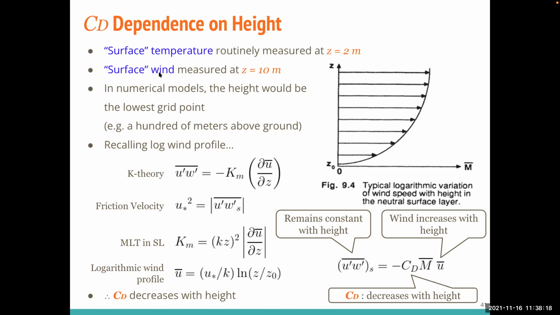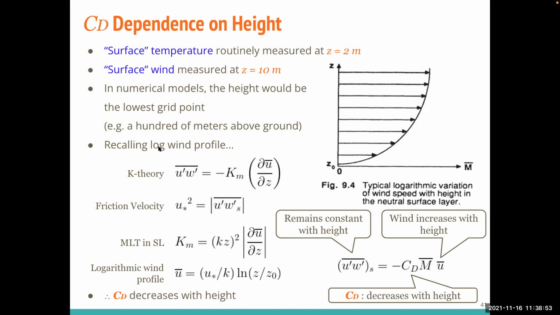Okay, so here the surface temperature is defined as the temperature at 2 meters, and the surface wind is defined as the wind at 10 meters. That's why if you see some tower doing PBL measurements, sometimes you have two levels of instruments. One is at the 2 meter level and one is at the 10 meter level. In numerical models, the height would be the lowest grid point. So they should be the lowest grid point.